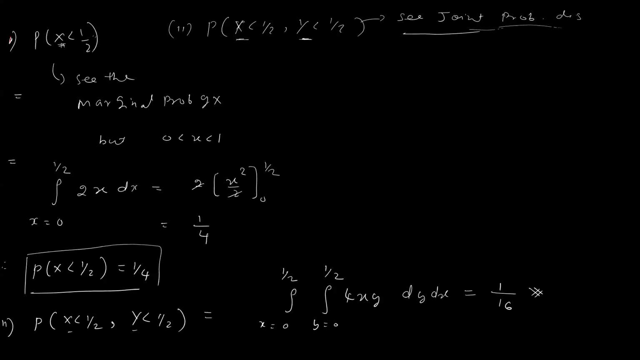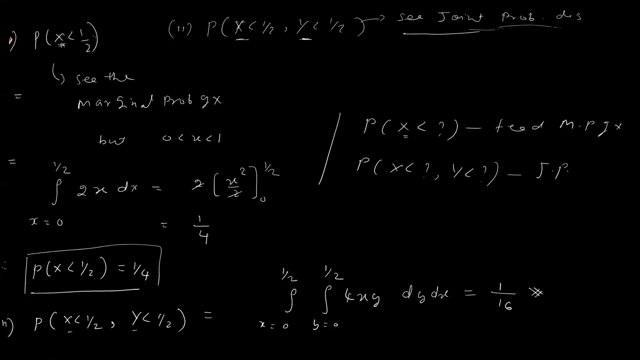Got it? So the only part you have to remember here is that whenever they ask the probability of only x less than something, then you have to feed the marginal probability of x, because x is there only. If they have given both x less than something and y less than something, then you have to feed the joint probability density function, meaning the f of xy which they have given in the problem. That value will go inside the integration. So this point only you have to remember. All right.